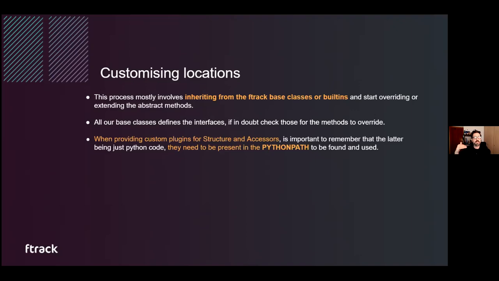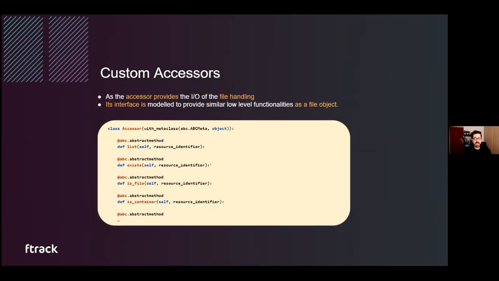One of the things that, of course, I want to remind you again, is that if you do write custom code for accessors or structures, and this, for example, includes modules, external modules, all these things will have to be available in the Python path in order to be properly loaded. So now let's start looking into what a custom accessor looks like.